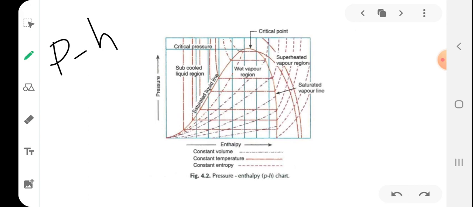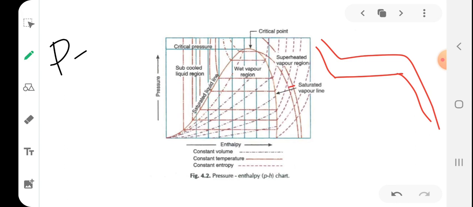And constant temperature lines are like this. These are the constant temperature lines. It should be noted that inside the dome, temperature lines are horizontal. Outside the dome they will be like this. Temperature increases upwards.